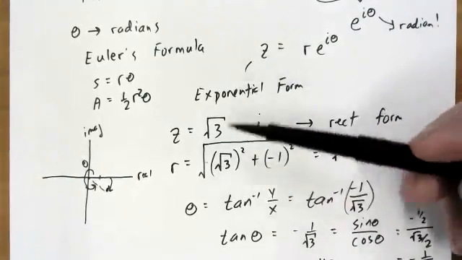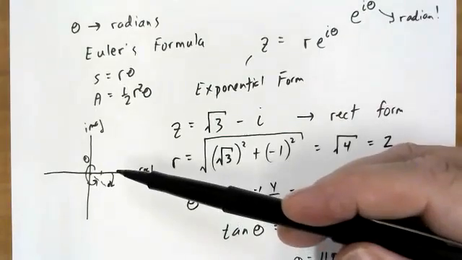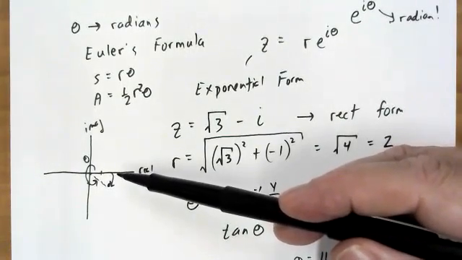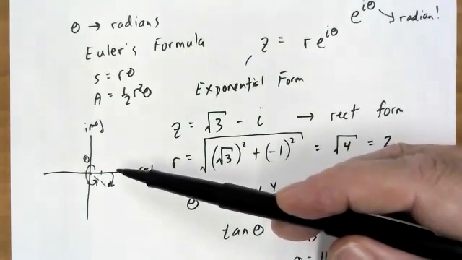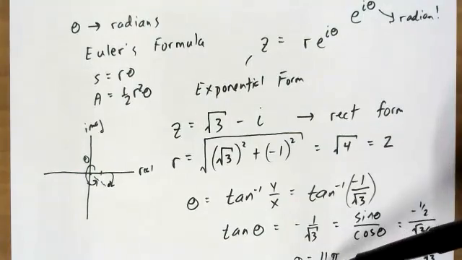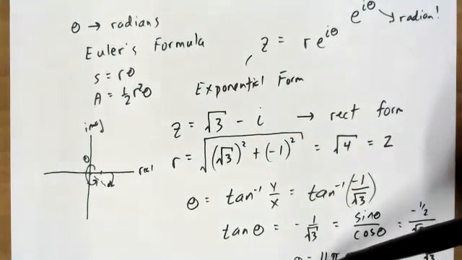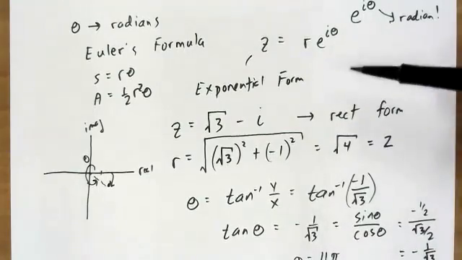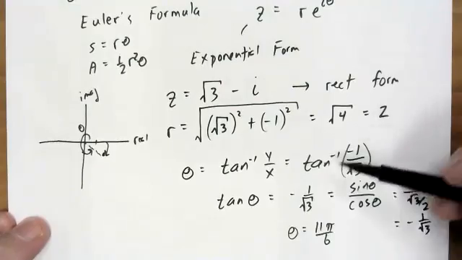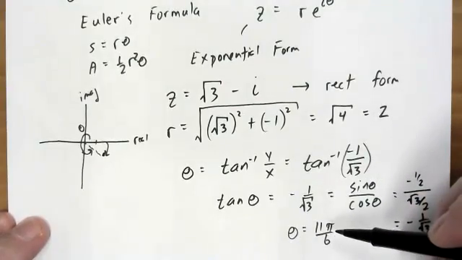I didn't need to worry about it. If I had done some kind of calculation with my calculator, it would have given me this angle. But because I sort of common sensed this out, I was pretty much able to come up with right away that the angle is 11 pi over 6. So bottom line is r is 2, theta is 11 pi over 6.